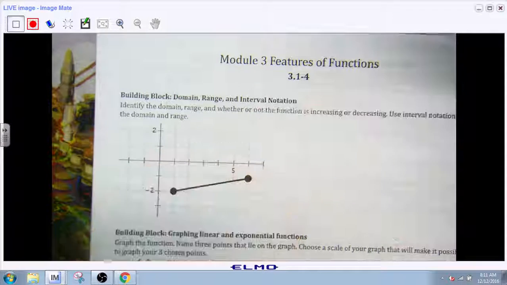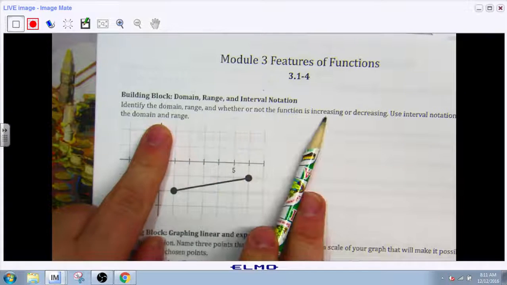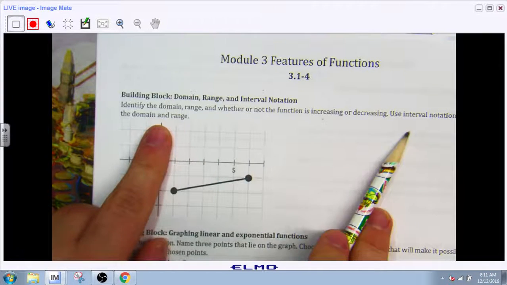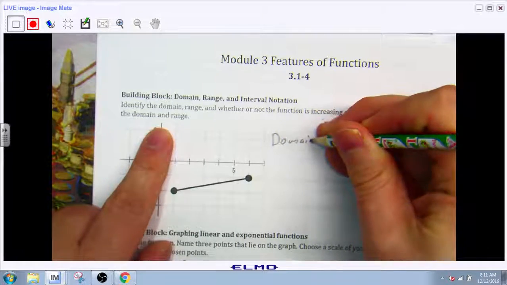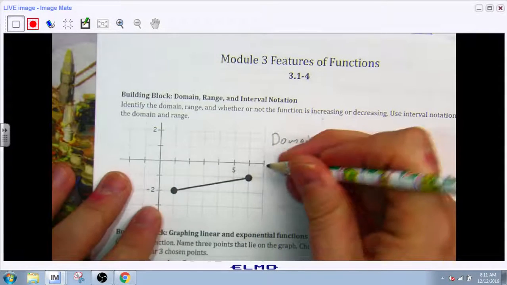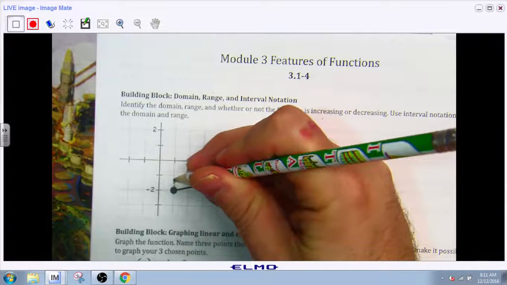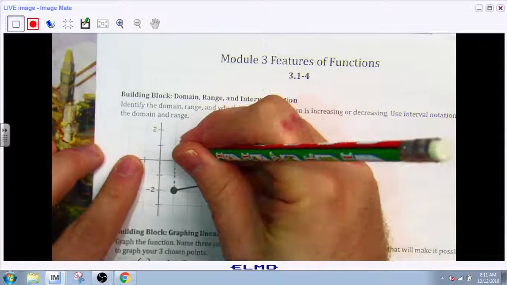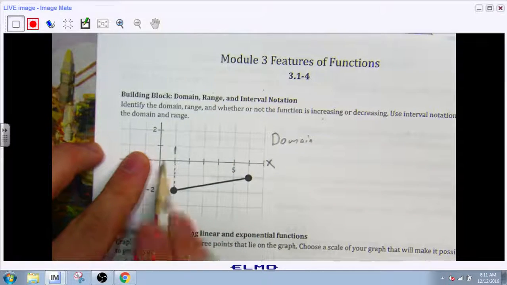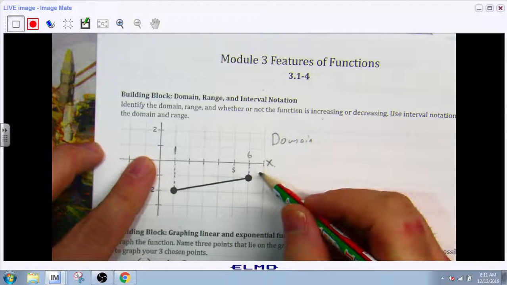So let's go ahead and look at what's going on here. This wants us to identify the domain and range, whether it's increasing or decreasing, and to use interval notation while we do so. So the domain is going to be all possible x values. Here are our x's. What I do in my head is look to see where the lowest value of x is. The lowest value of x is 1, because if I go to 0, there's no function there. And the highest value is 6, because if I go higher, there's no x value there.